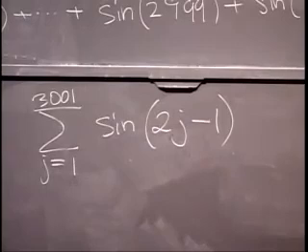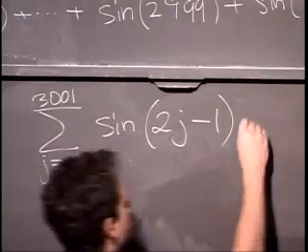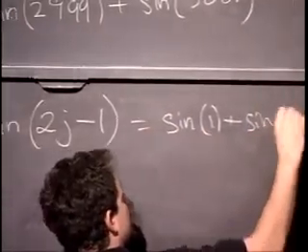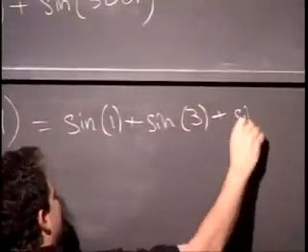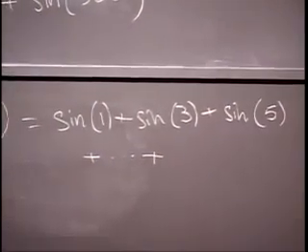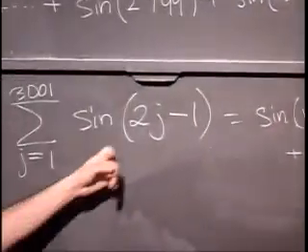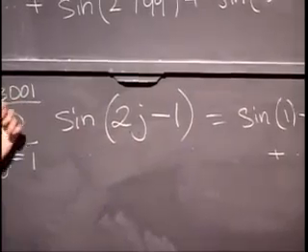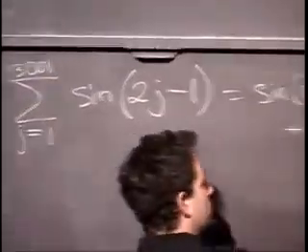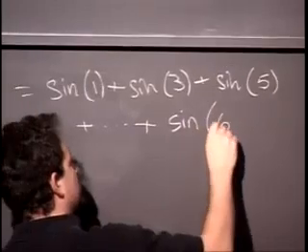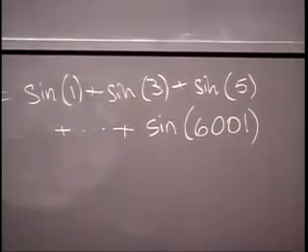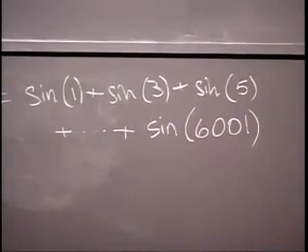The reason it's not the correct sum is not what goes wrong at the beginning, because nothing goes wrong at the beginning. It's what goes wrong at the end. In fact, the last term, if you put in j equals 3001, 2j is 6002. So when you subtract 1, you get 6001. So we've gone too far. We've gone way too far.